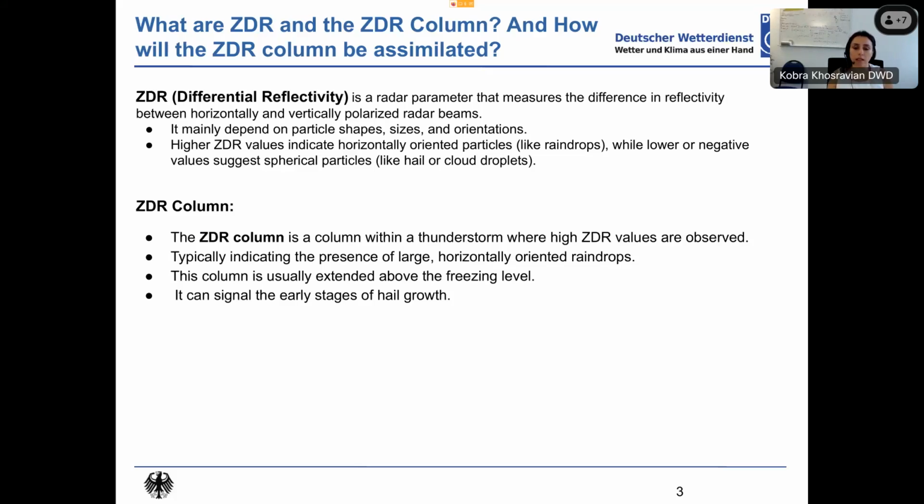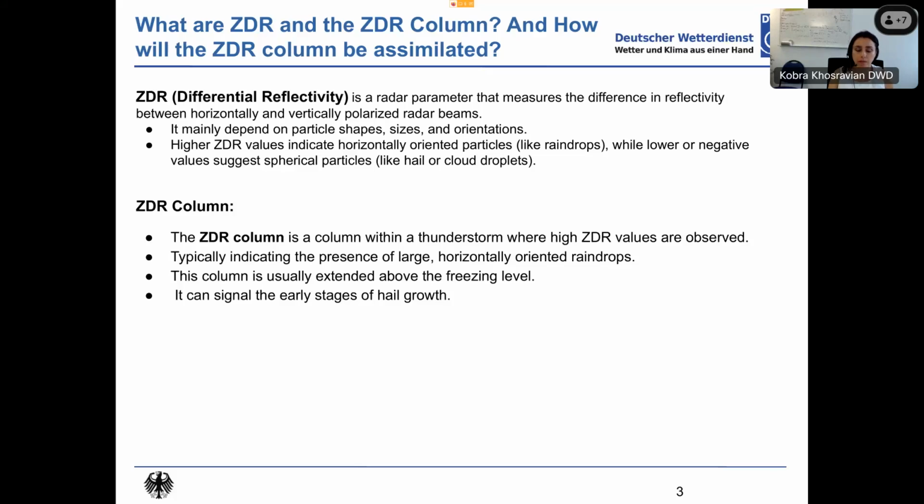So in a real observation, in the ZDR column inside the thunderstorm, we could see a ZDR greater than 2 or 3, which indicates that we have very large rain droplets. And an important thing about the ZDR column is that it should extend above the freezing level. When you have a ZDR value greater than 2 above the freezing level, it's a sign of having very large supercooled rain droplets.